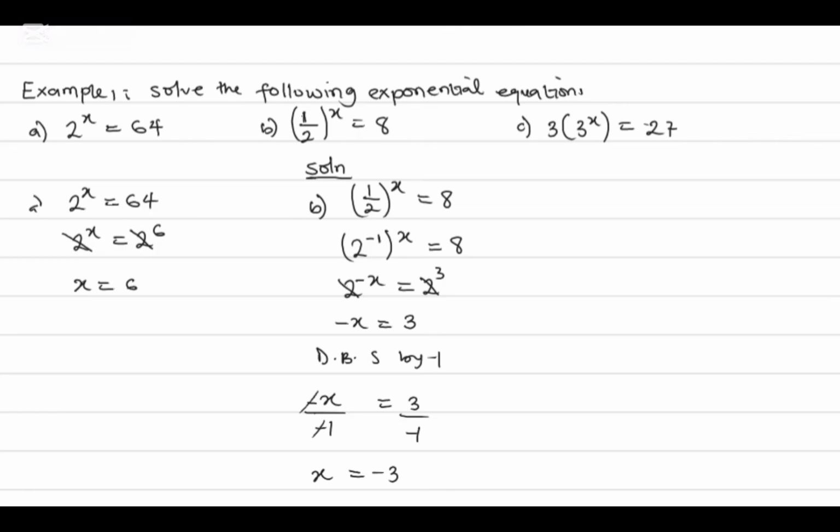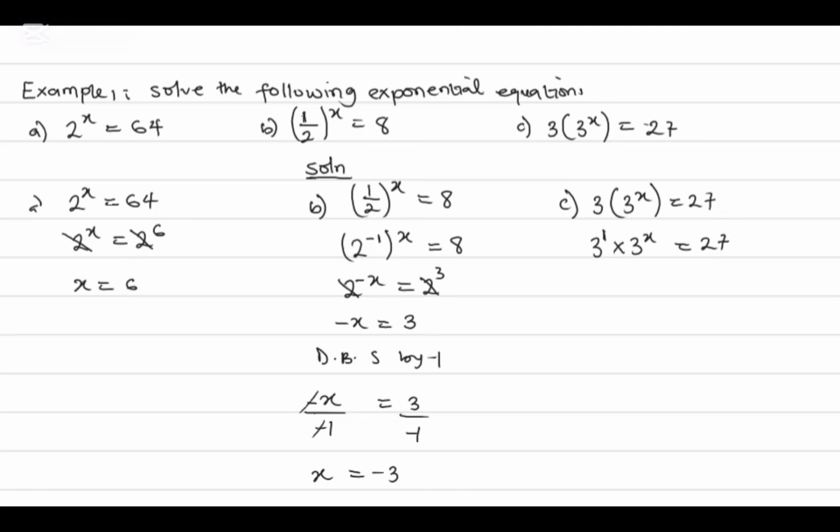So lastly, the third one. We have 3 into the bracket of 3 raised to power x being equal to 27. Here, what we basically do is we have a different way to solve it actually. I can choose to say this 3 here is same as 3 raised to power 1, and the bracket means multiply by 3 raised to power x being equal to 27.